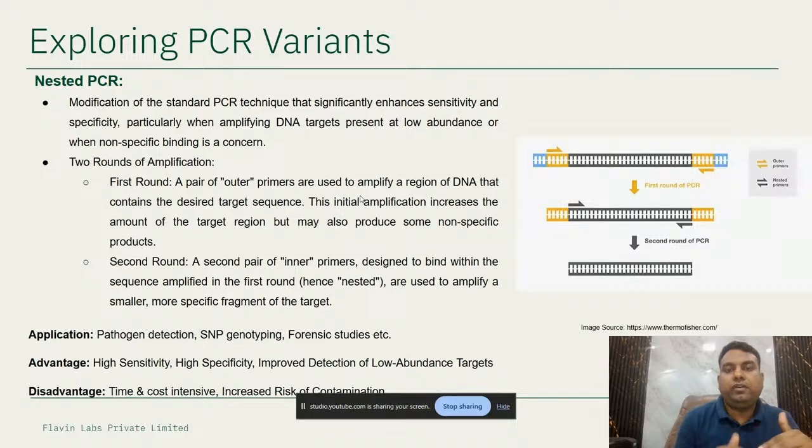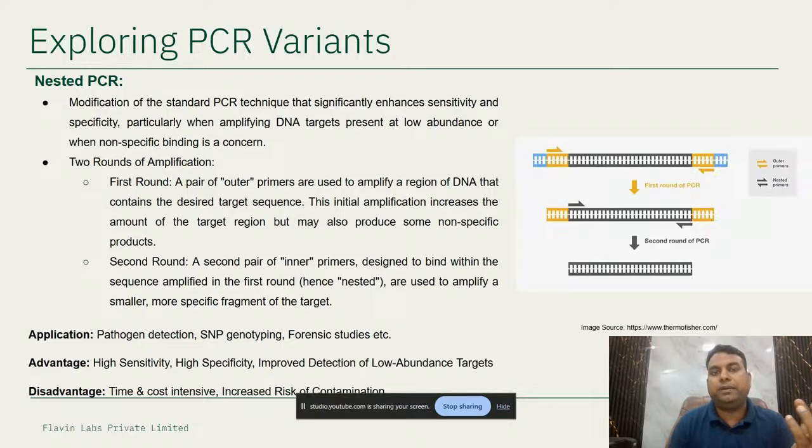In the first round, normally, there are two pairs of primers. One is the outer pair, another is the internal pair or second pair. The first pair of primers works just like conventional PCR. Whatever PCR product is generated in the first round works as a template for the second, internal primers.